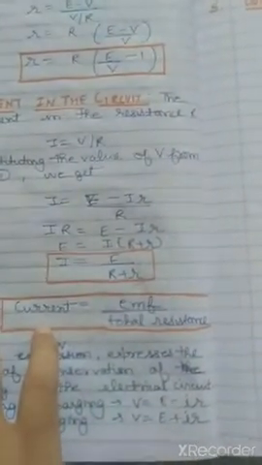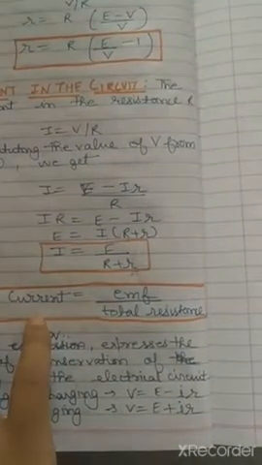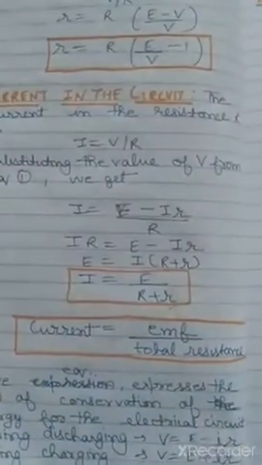So these are the topics related to the EMF of a cell that we had discussed: EMF, terminal voltage, voltage drop, and internal resistance. Now in the next class we will discuss the combination of cells. Thank you.